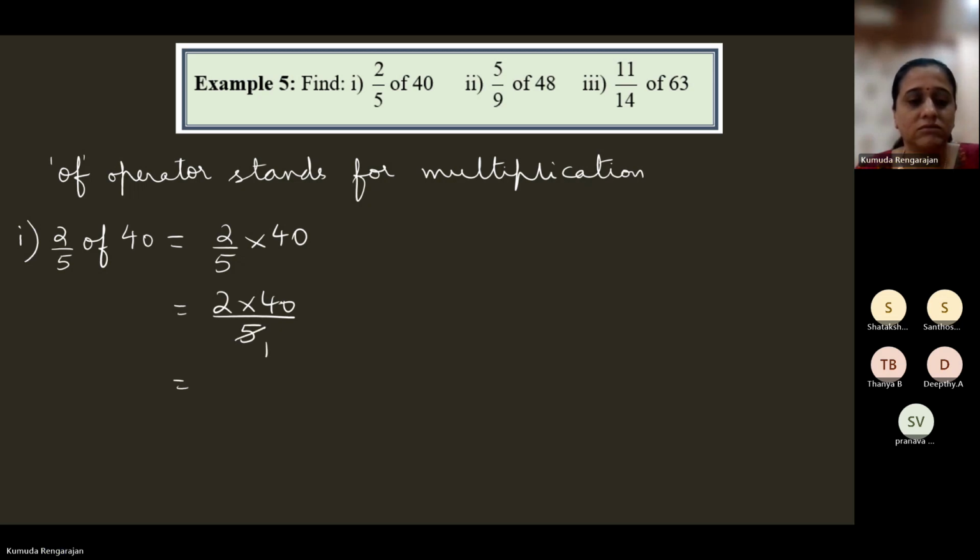Now, 16 by 1, which is 16. So 2/5 of 40 is 16.